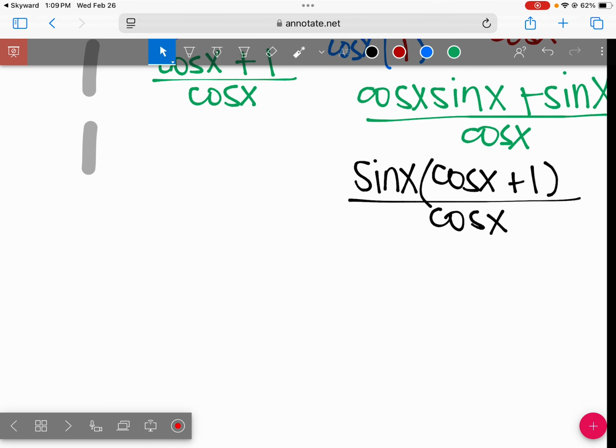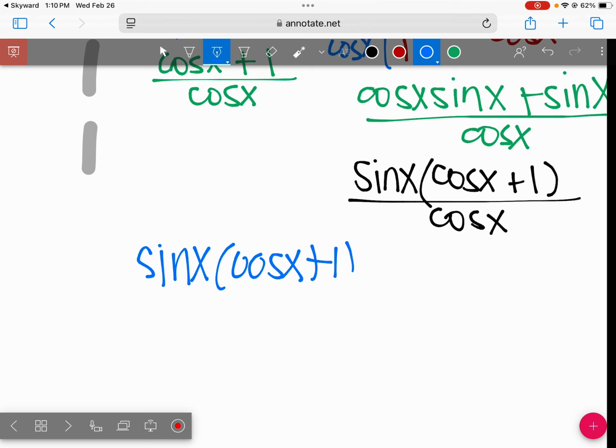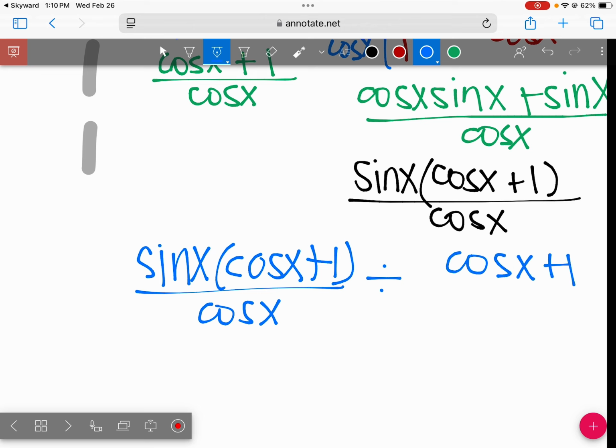So we got, make sure that you write it in the correct order. I know we did it out of order. It's the sine x multiplied by the cosine x plus 1 over cosine x divided by a cosine x plus 1 over cosine x.